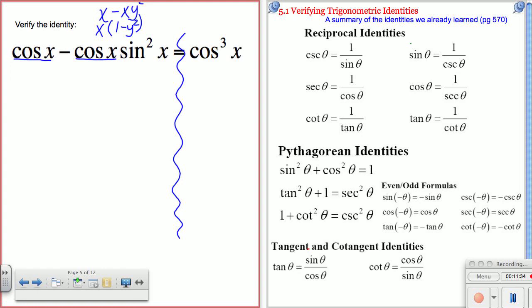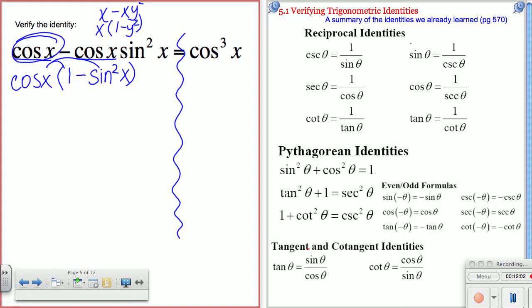I'm going to do the same thing with cosine. I'm going to factor cosine out. I'm going to pull cosine out in front. I'm going to be left with 1 minus sine squared. Now don't forget where the 1 comes from. When I take cosine in front here and divide it by cosine, I'm left with 1. If you're not sure, distribute it back in, and you'll see you get to where we started at the top.